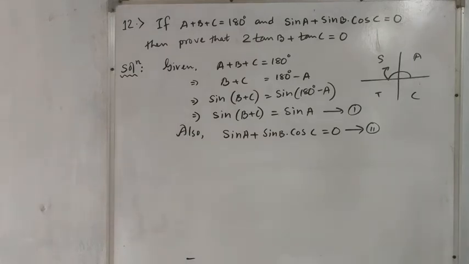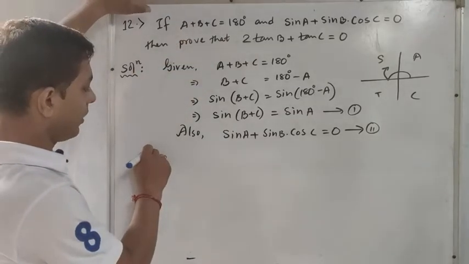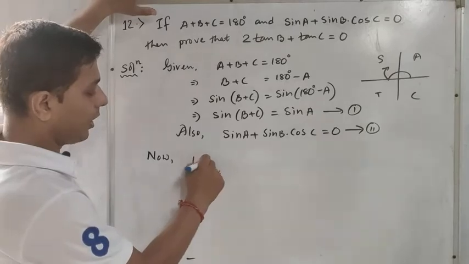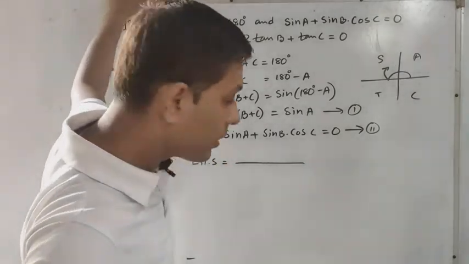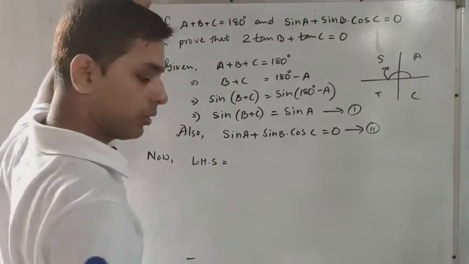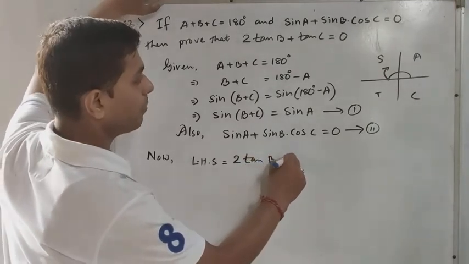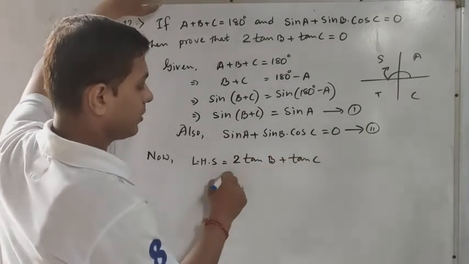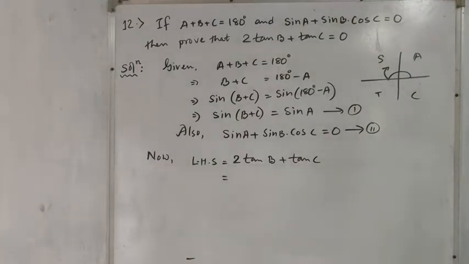Okay, so begin with the left hand side part. The left hand side part was 2 times tan b plus tan c. Alright, so let us transform tan, let us write tan in terms of sine and cos. If we do so, tan b can be written as sine b by cos b.